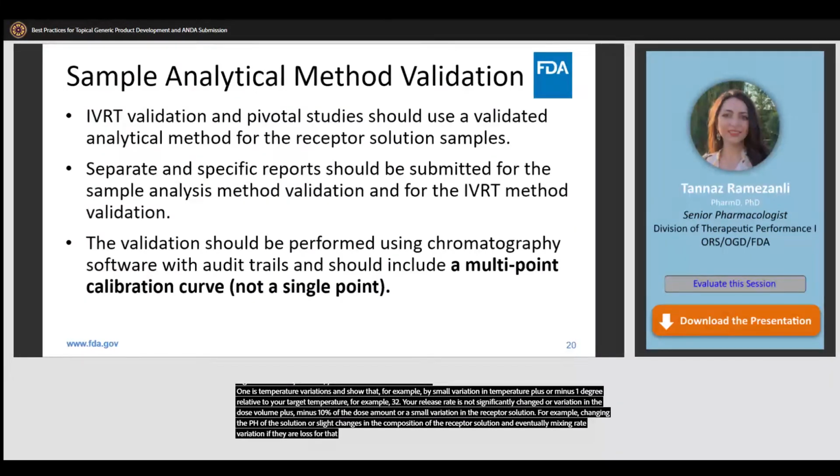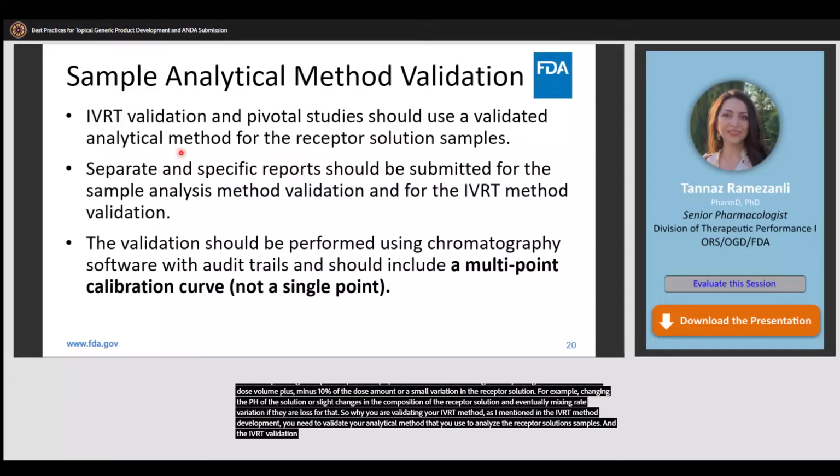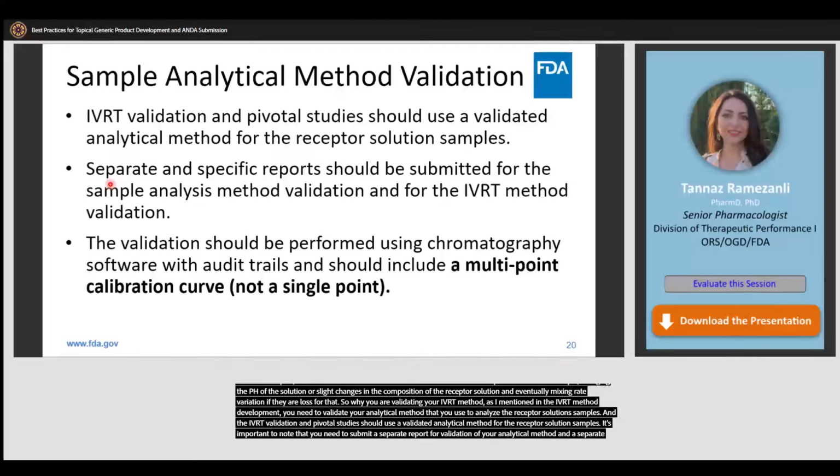So while you're validating your IVRT method, as I mentioned during the IVRT method development, you need to validate your analytical method that you would use to analyze the receptor solution samples. And the IVRT validation and pivotal studies should use a validated analytical method for the receptor solution samples. It's important to note that you need to submit a separate report for validation of your analytical method, a separate report for the validation of your IVRT, and a separate report for the IVRT method development.